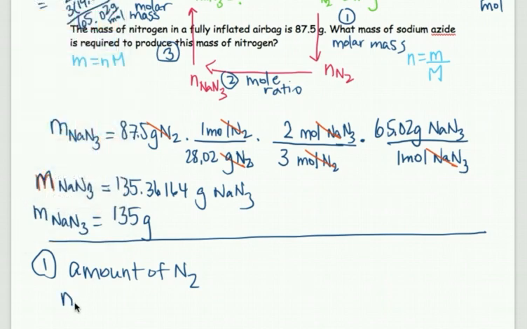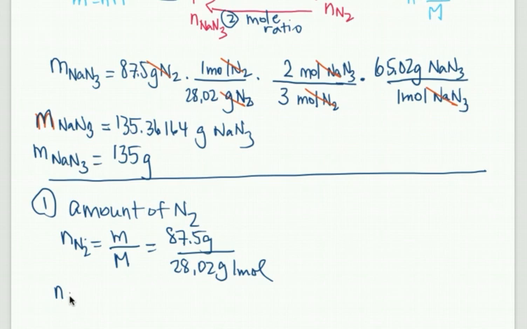So in order to get the amount of nitrogen, I'm going to take the mass divided by the molar mass. The mass that I was given at the beginning was 87.5 grams, divided by the molar mass that I calculated here in that corner, 28.02 grams per mole. And I will get 3.1227, etc. moles. Okay, keep it in your calculator. All right, step 2, I need to find now the amount of sodium azide.